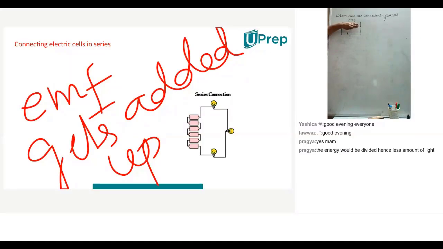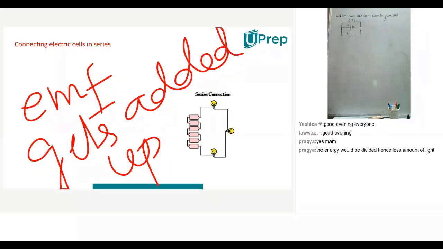When I am using a single cell, the bulb will be glowing with a certain brightness to its capacity. Now, when I am connecting two cells in parallel and a bulb is connected, what do you expect? Ma'am, the EMF will be more, right? Ma'am, it will glow more brightly. Yes, Ashika? Yeah, it will glow as usual.